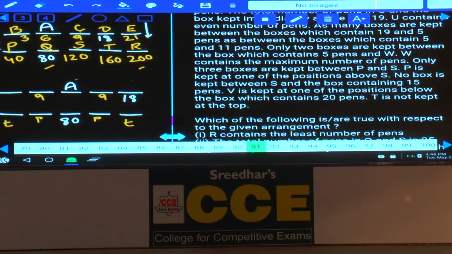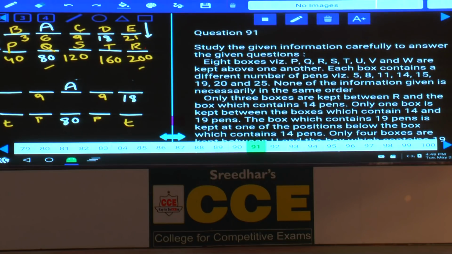And question numbers 91 to 95. Now in these, 8 boxes P, Q, R, S, T, U, V and W are kept above one another. Each box contains a different number of pens: 5, 8, 11, 14, 15, 19, 20 and 25. Now again boxes. So how many boxes are there? We have 8 boxes here.